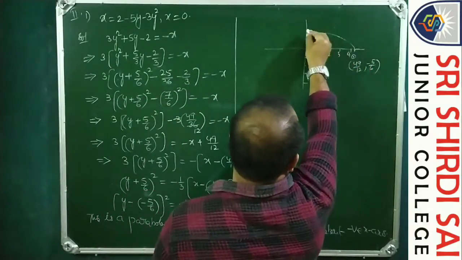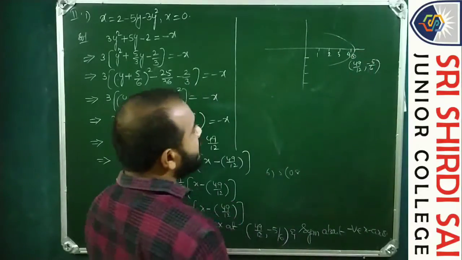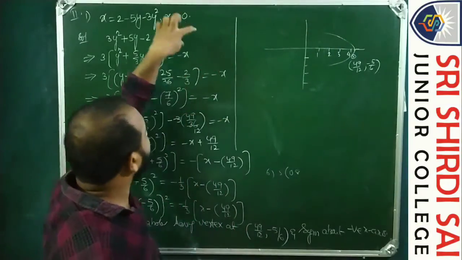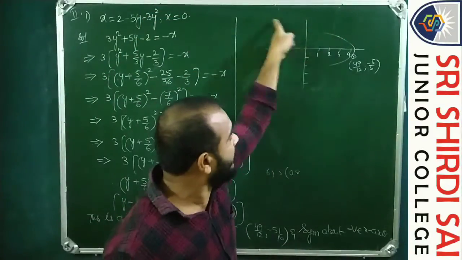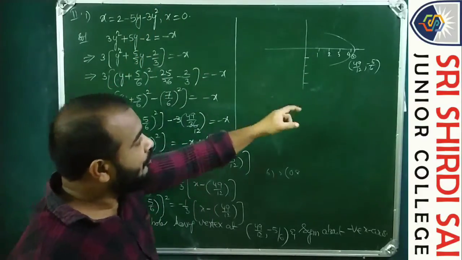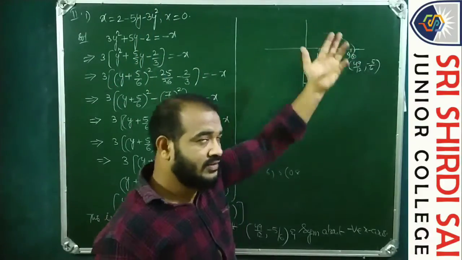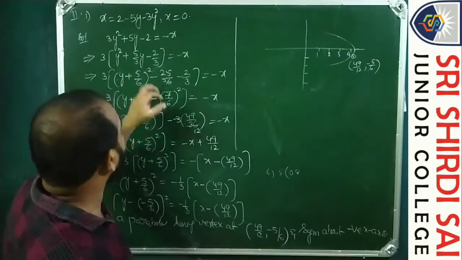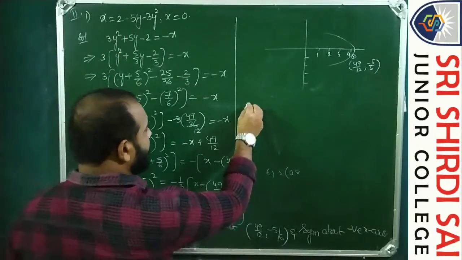In the process, it will cut the y-axis here. Automatically, if you extend it here, it cuts the y-axis. So where this parabola cuts the y-axis is what we have to find out. How? Just by solving them.